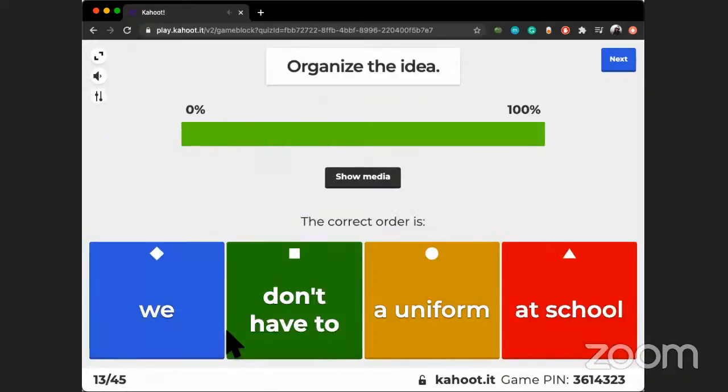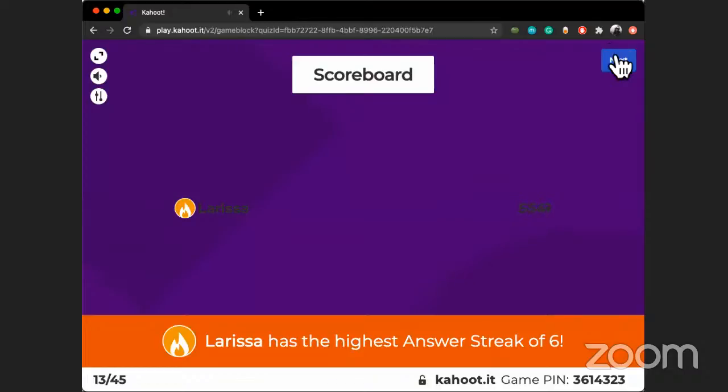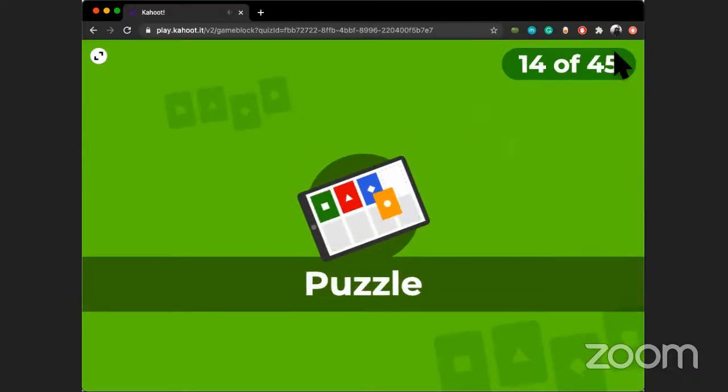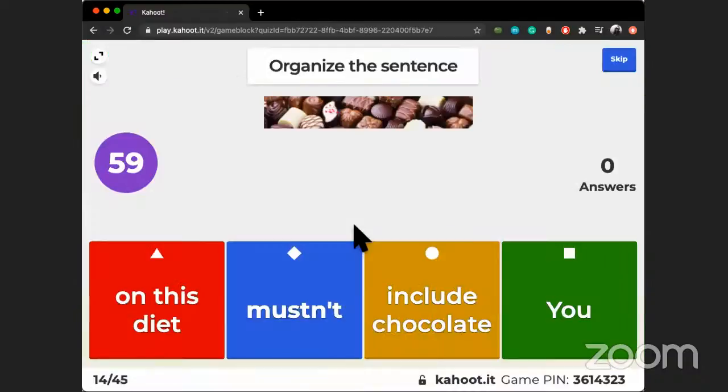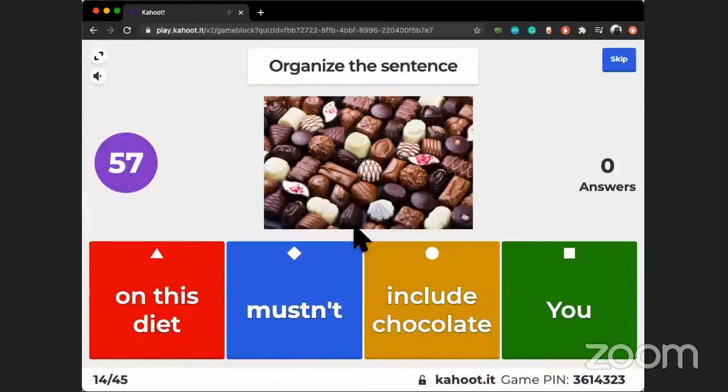Okay, excellent. Let's read the sentence. We don't have to wear a uniform at the school. Excellent. Let's see. Okay, another puzzle. We have to organize this. What goes first?